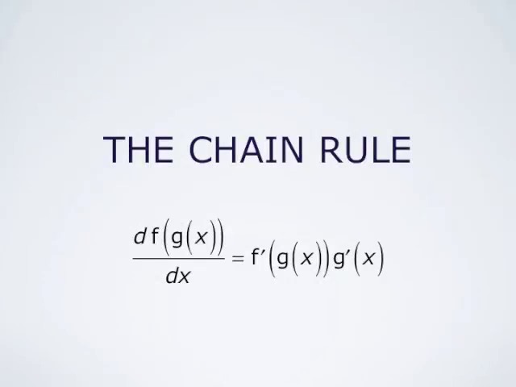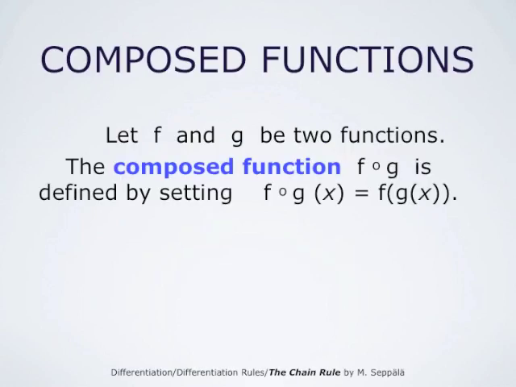The chain rule is a way to differentiate composed functions. It says that the derivative of the function f composed with g at x is the derivative of f at g of x times the derivative of g at x. In this video I discuss the chain rule, and I start by reminding what composed functions are.